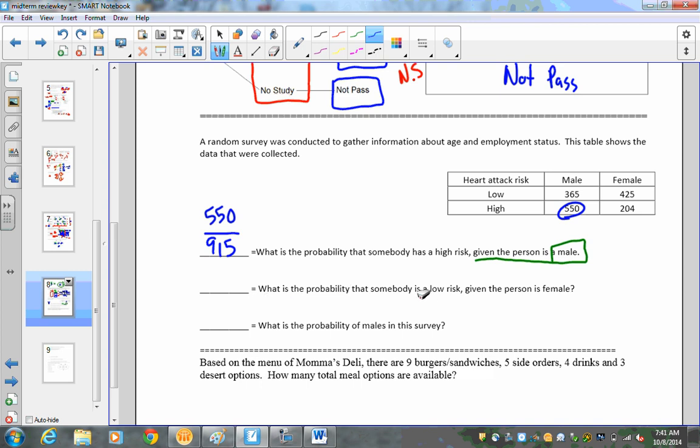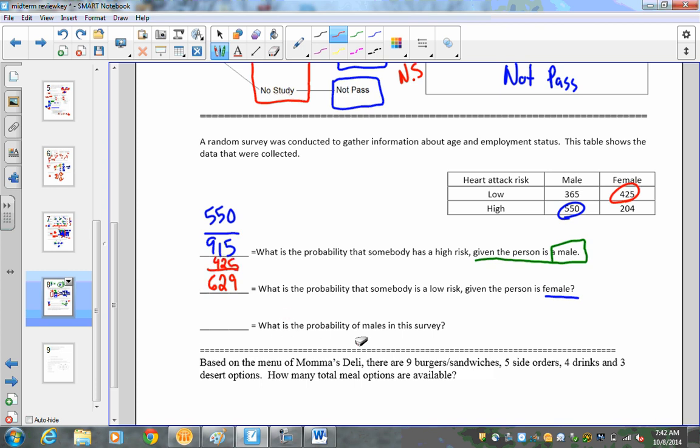What is the probability that someone is a low risk given that the person is female? There's a restriction again. So I'm going to add up all my females, which gives me a grand total of 629. And of course we're looking for low risk, so low risk is 425. So 425 over 629. Almost ran out of room there.